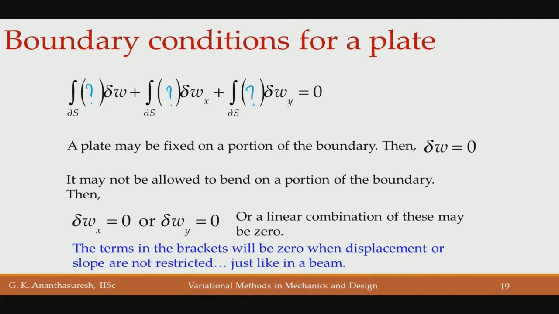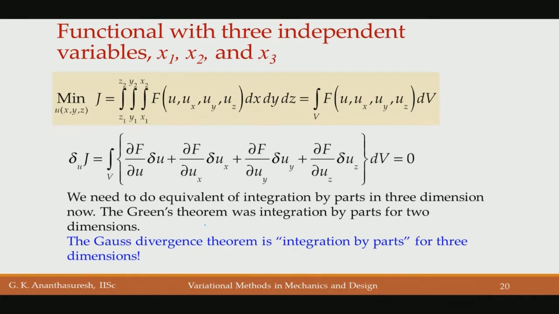There is a set of conditions a plate will have, they are either Dirichlet or Neumann, we can solve those things, and based on whether W is specified, Wx is specified, Wy is specified, we can change the boundary conditions and solve the problems. Okay. That is about 2 variables.